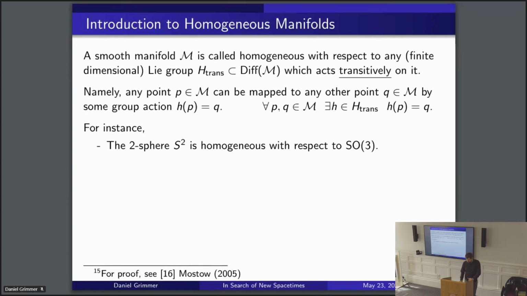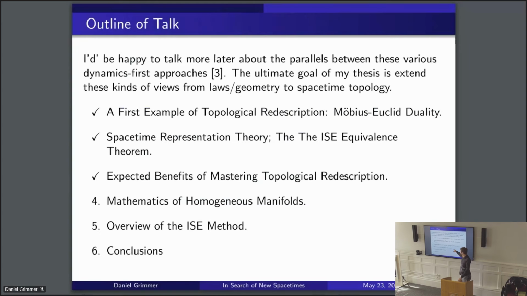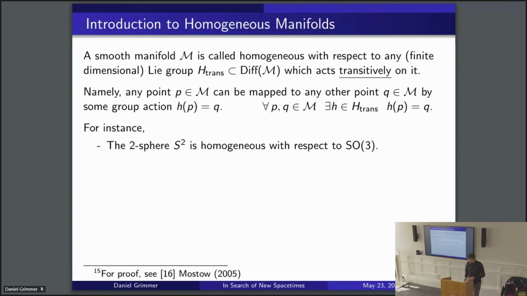We need this tool called homogeneous manifolds to do the work for the ISE method. So let me just introduce them briefly. So what is a homogeneous manifold? It's homogeneous with respect to a Lie group which acts transitively on it. What does transitive mean? It means any point on the manifold here can be mapped to any other point via some group action from this H group. Okay? So any point can be mapped anywhere by some application of H.